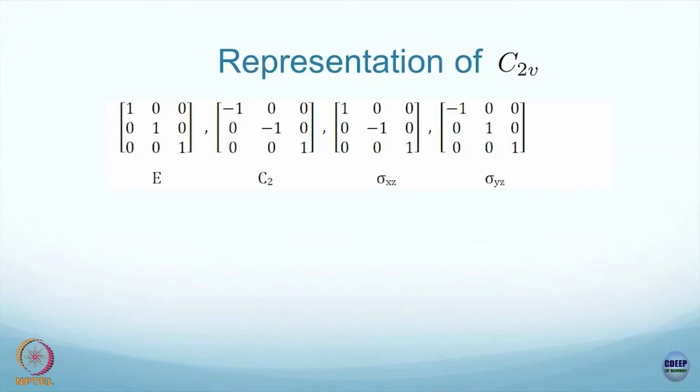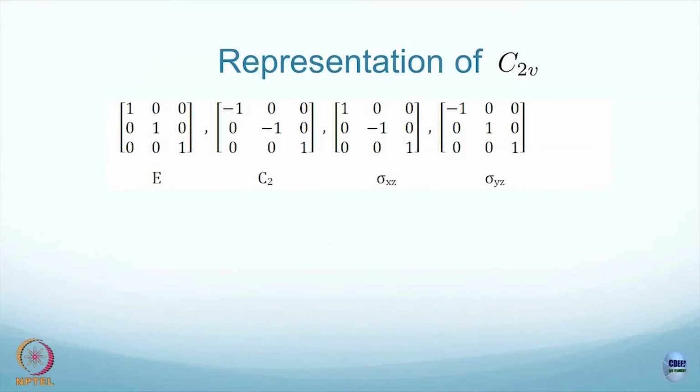And C2 is 180 degree rotation which will change x to minus x, y to minus y. So, the matrix will be having minus 1 minus 1 in the first two, and the z axis is unchanged. Sigma xz will change y coordinate to minus y coordinate, x and z will be unchanged, and reflection in the yz plane will change x to minus x, y and z will be unchanged. So, this is what we will call a matrix representation for the same C2V group.